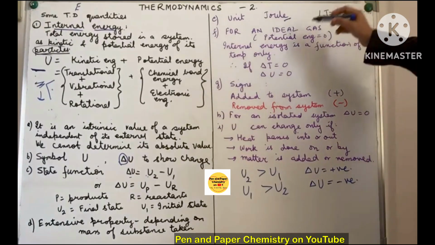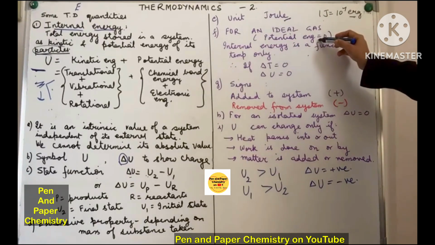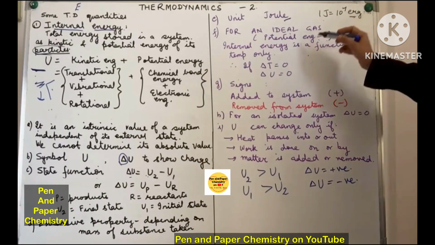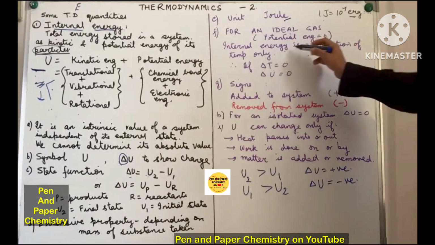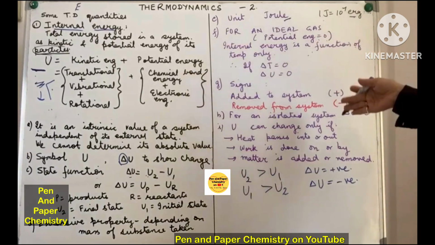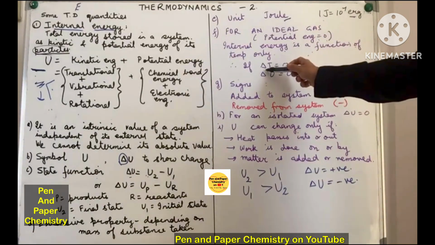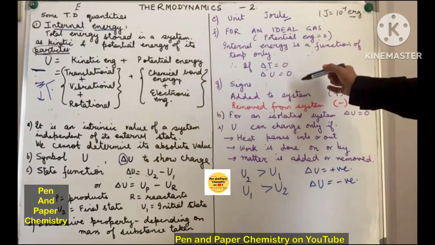ergs. Coming back to an ideal gas where the potential energy is zero because there is no interaction between the particles, internal energy depends only on the temperature. When we say it is a function of temperature only, meaning it is dependent on the temperature. So if there is no change in temperature, the change in internal energy will also be zero.